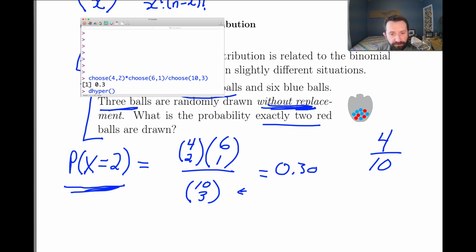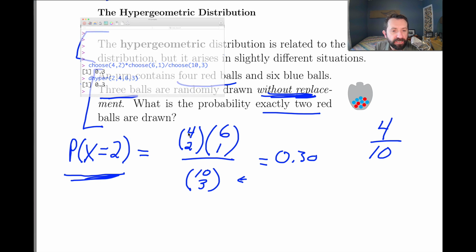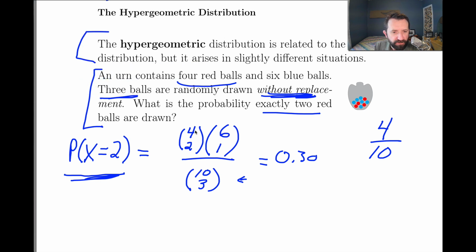When we do this, it's good to think through these things, I think, rather than rely on the probability mass function, and just think through this whole idea. From the 4 red balls, we had to pick 2. From the 6 blue balls, we had to pick 1. That's going to be the numerator, giving us the total number of ways we can pick exactly 2 red balls. And the denominator is the total number of ways we can pick 3 balls from 10. We're going to be using that logic along the way.